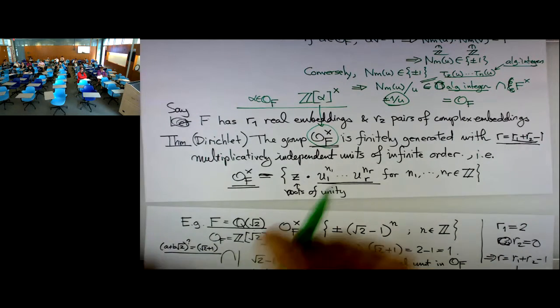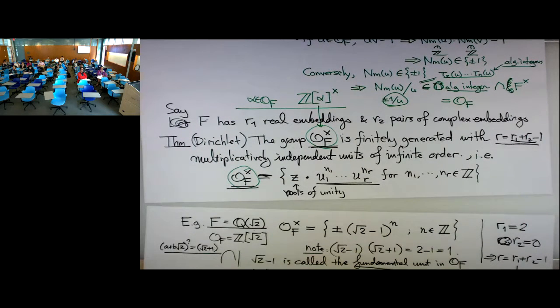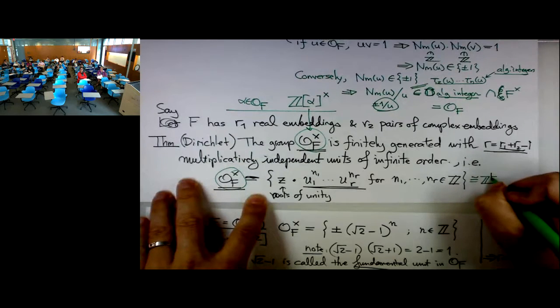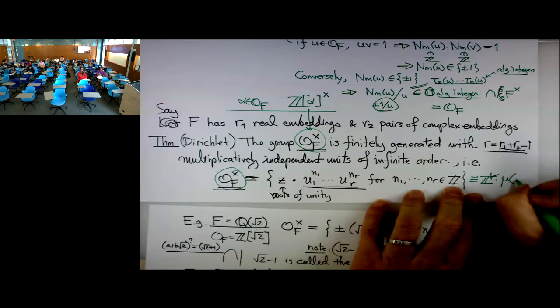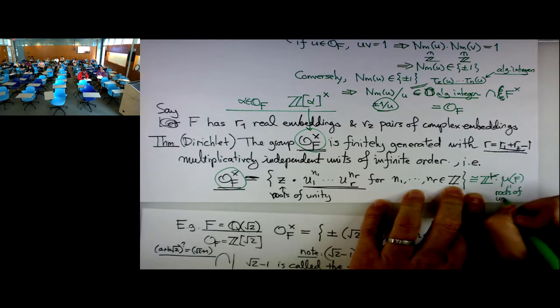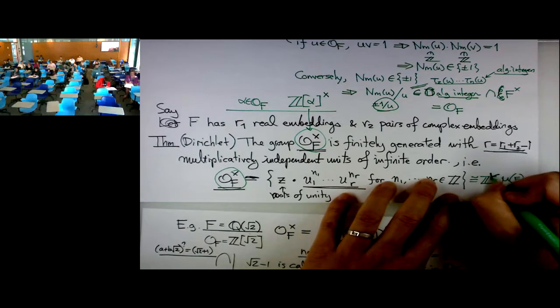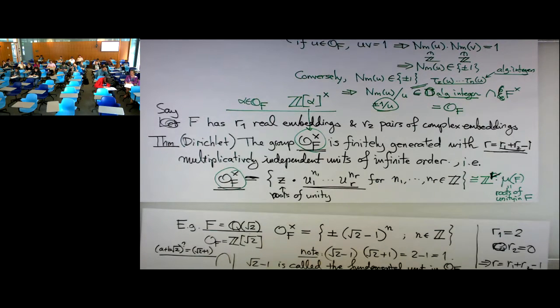So the general group structure of O_F cross is not that sensitive to this finite index thing, because after all, this looks like Z to the r times roots of unity, called mu_F, the roots of unity. It's a free group of rank r. If you change a free group of rank r by some finite index, it is still going to be a free group of rank r.